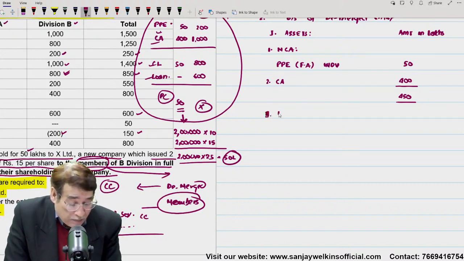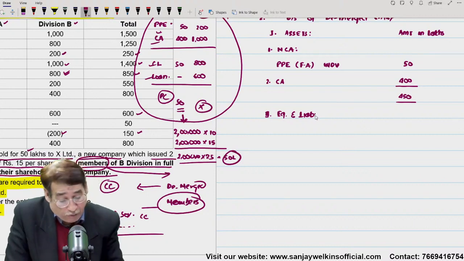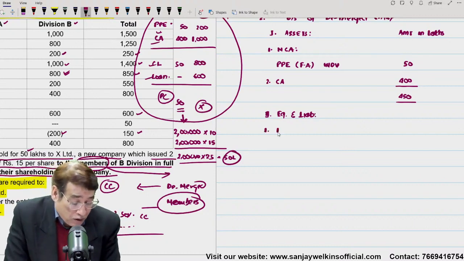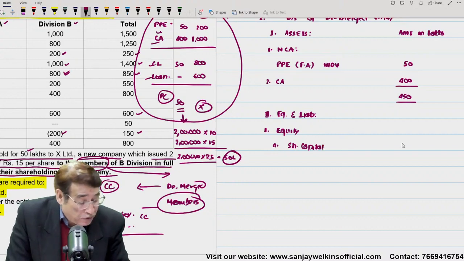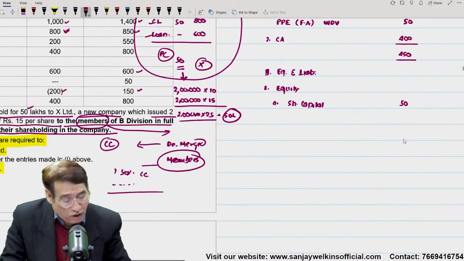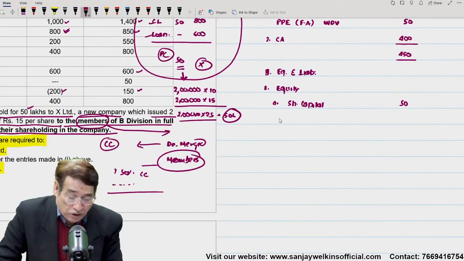That is liabilities, equity and liabilities. You write here equity and liability. Under the equity and liability, what are you supposed to write? First of all, write equity. If we have written equity, write A, share capital. Always first write share capital. Of course, the share capital of the organization will always come here, 50. Is it clear to you? The share capital of the organization will always come in the balance sheet.